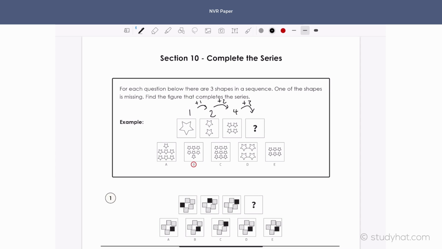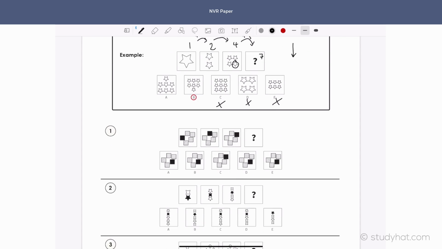So we'll be expecting 7 stars. So we can get rid of the ones that don't have 7 stars. But what else do we see? The size of the stars is decreasing. So we need stars that are smaller than this, which is why the answer is B, not A.